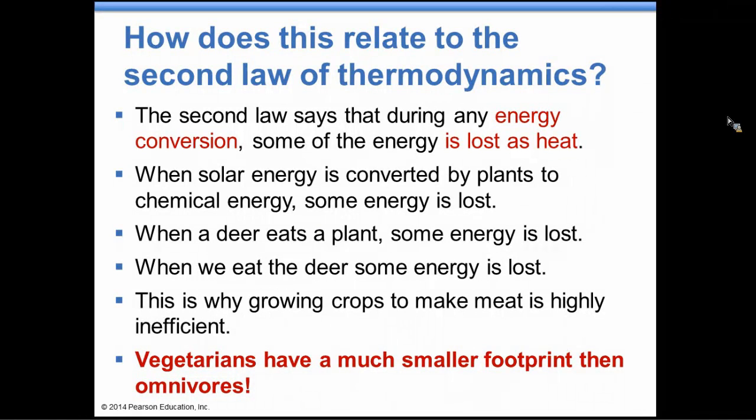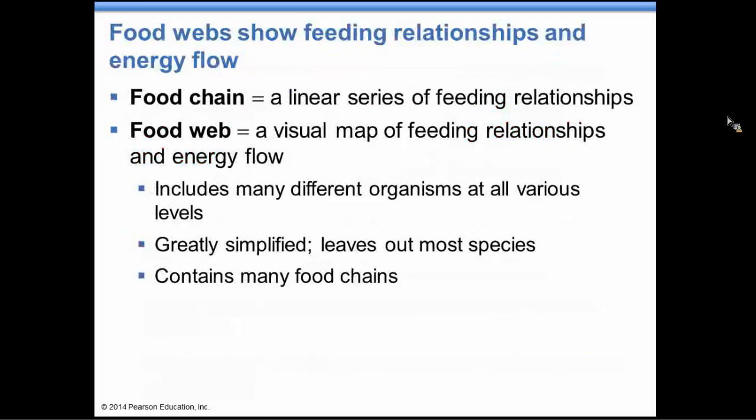Well, it states that during any energy conversion, some energy is lost as heat. So as these things are growing, energy is lost. So when a deer eats a plant, energy is lost between the energy that goes into the plant and the energy that the deer gets from the plant. So then when we eat the deer, more energy is lost between the energy required to grow the deer, so to say, and us eating it. So that's why growing crops to make meat is highly inefficient. So technically vegetarians do have a much smaller footprint than omnivores.